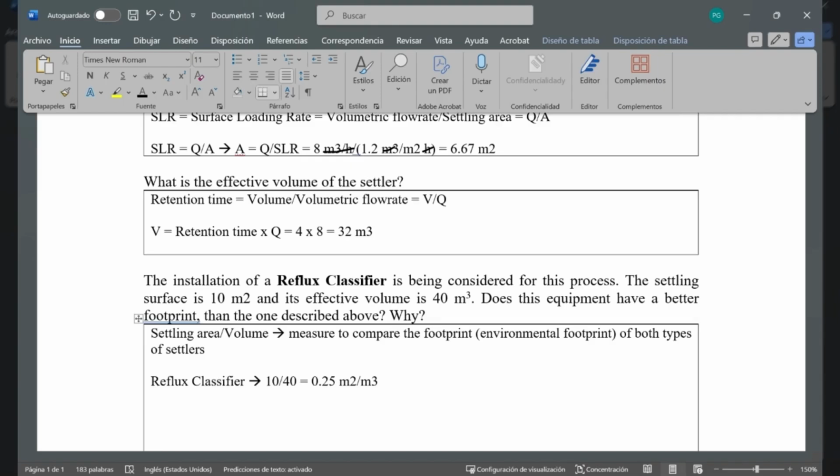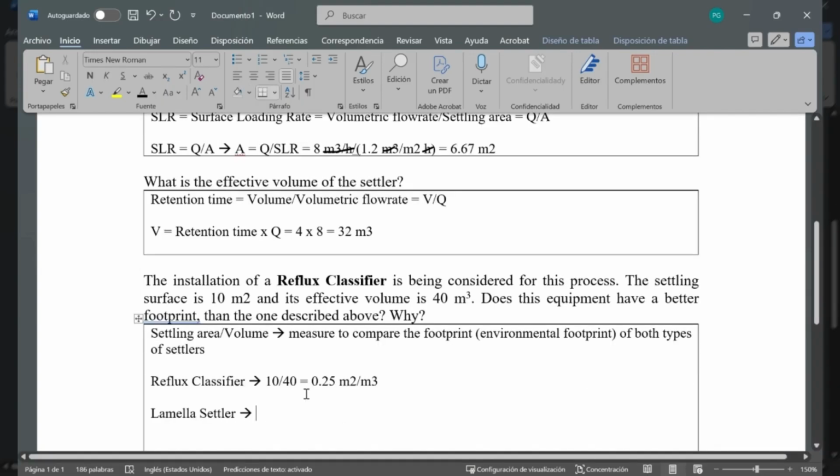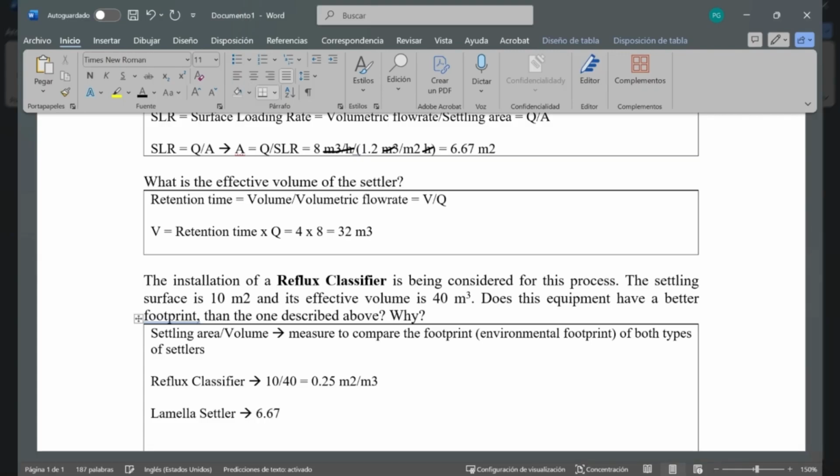And the next one, which would be the lamellar settler. Let's look at the numbers: 6.67 over 32, and this equals 0.2 square meters over cubic meter.